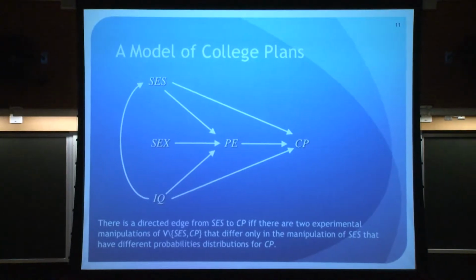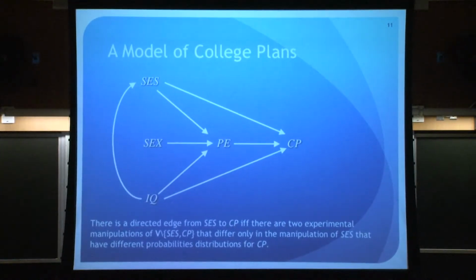This was actually taken in the 60s. So at the time, the ratio of women to men in college was actually less than 1. Now, of course, it's much greater than 1. So I think this data set is probably not relevant anymore. But basically, we put in a directed edge from socioeconomic status to college plans, and that simply means if I were to experimentally manipulate socioeconomic status and hold these other variables fixed, then I would get some change in college plans.